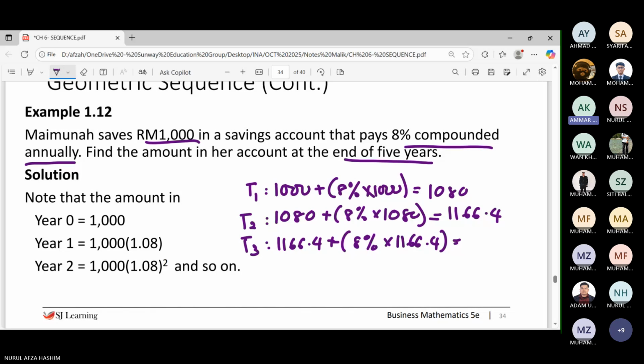1259.71. Okay. So you have 3 sequence number dah. Then you double check within the 3 sequence here. 1080, 1166 and 1259. Okay. Is it arithmetic or is it geometric? You are plus the same number or you multiply the same number?